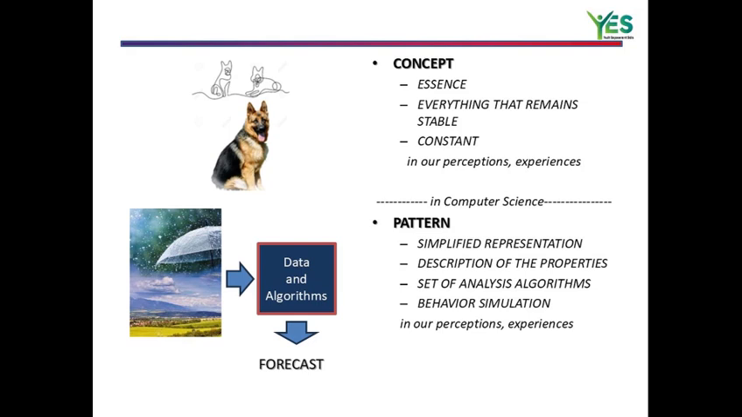Now let's move on to the meaning of the term pattern in computer science. A pattern is a simplified representation of an object, system, or phenomenon, which allows us to study its properties and predict its behavior. In other words, in computer science, a pattern is a mathematical description of a complex system, which allows us to analyze it and reproduce its behavior through the logic of a program.